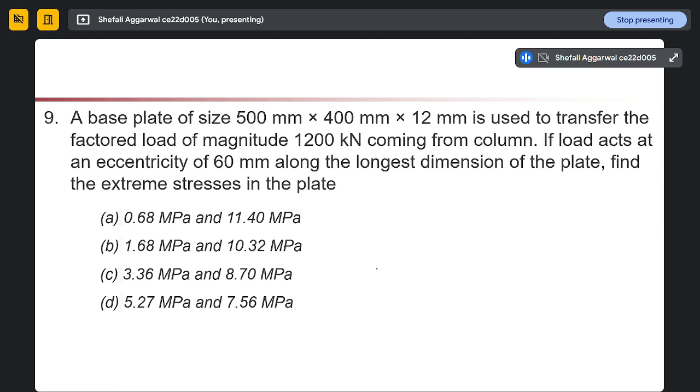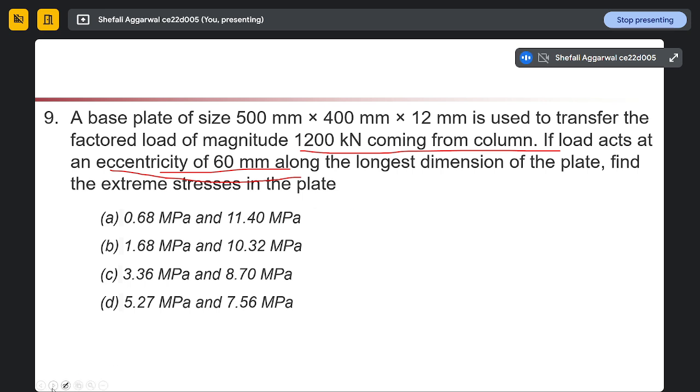To the next question. A base plate of size 500 mm by 400 mm by 12 mm is used to transfer the vertical load of magnitude 1200 kilonewton coming from the column. If the load acts at an eccentricity of 60 mm along the longest dimension of the plate, find the extreme stresses in the plate.